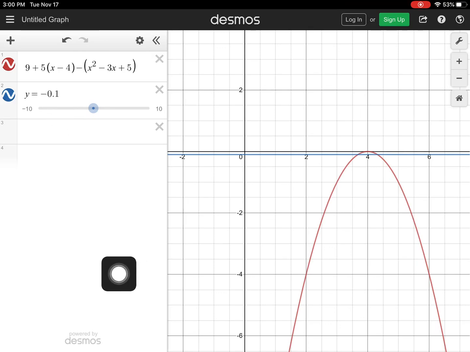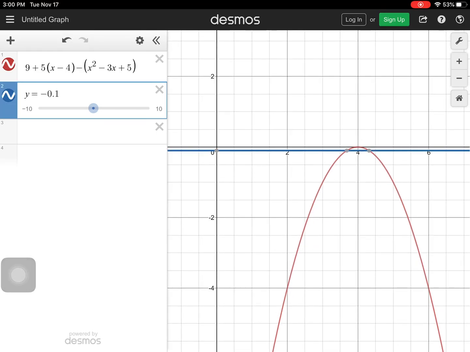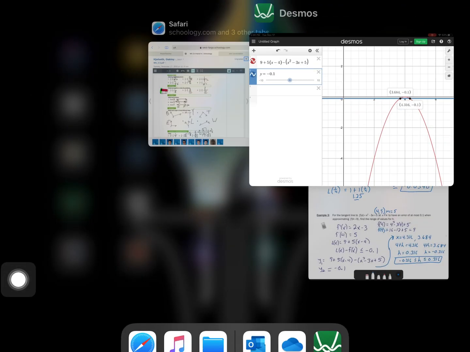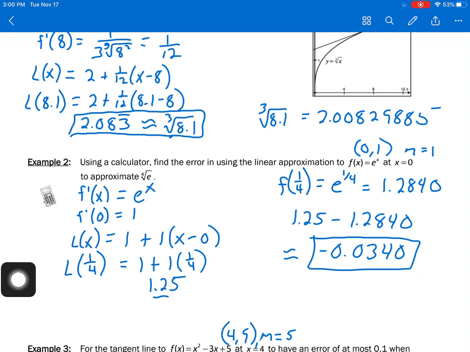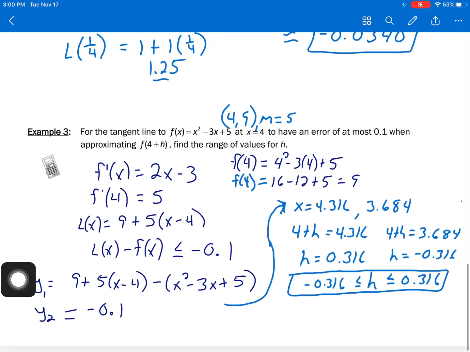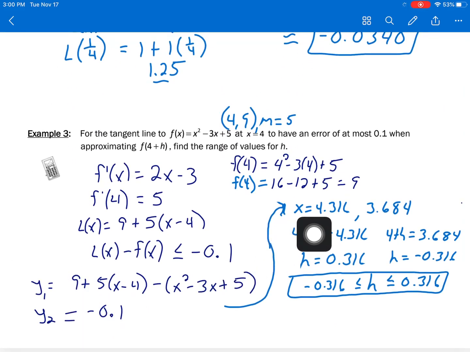Okay, so when I graph those, what I'm interested in is where these things intersect, and Desmos works pretty well. I'm just going to tap here, and if we touch these points, we get 3.684, and it shows the intersection point there, and the other one is 4.316. I have those written down, but that's how you could set that up in Desmos and see where they intersect. Okay, and so let's go back to what we had here.